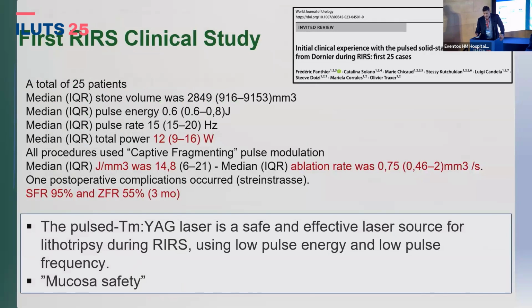This is the first flexible ureteroscopy clinical study with the pulsed thulium YAG. It showed that it is very efficient, and it introduced the mucosa safety concept. That's one advantage of the pulsed thulium. If you hit the mucosa during flexible ureteroscopy, due to the coagulation properties of the thulium, due to the better absorption into water, you don't have bleeding. And so you always have a clear field of vision.